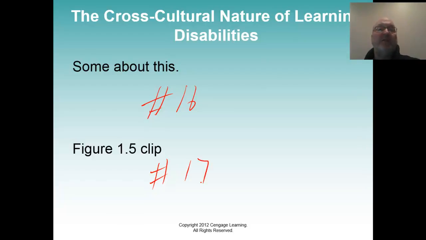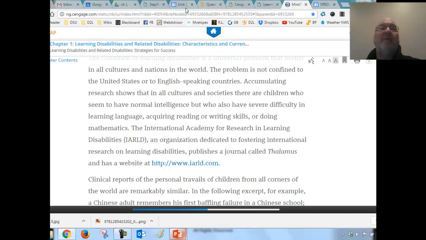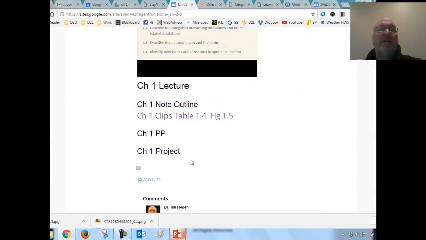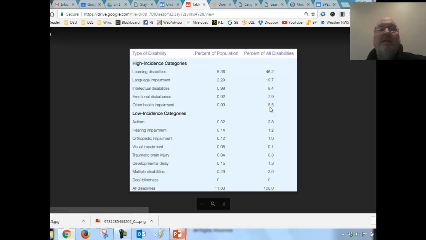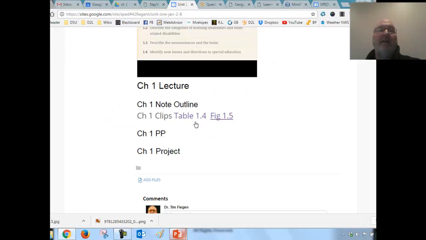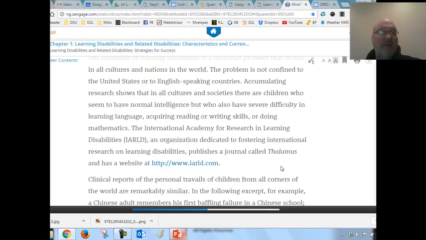I want you to insert the clip from the textbook, and it'll be right here. And here's what you do: you simply click on it. It should take you out to my Google Drive like this. And then you download it here, and then you will upload it in your notes in a Word document or whatever you have it in. That's how that'll work. Each time I'll have that like that. All right.